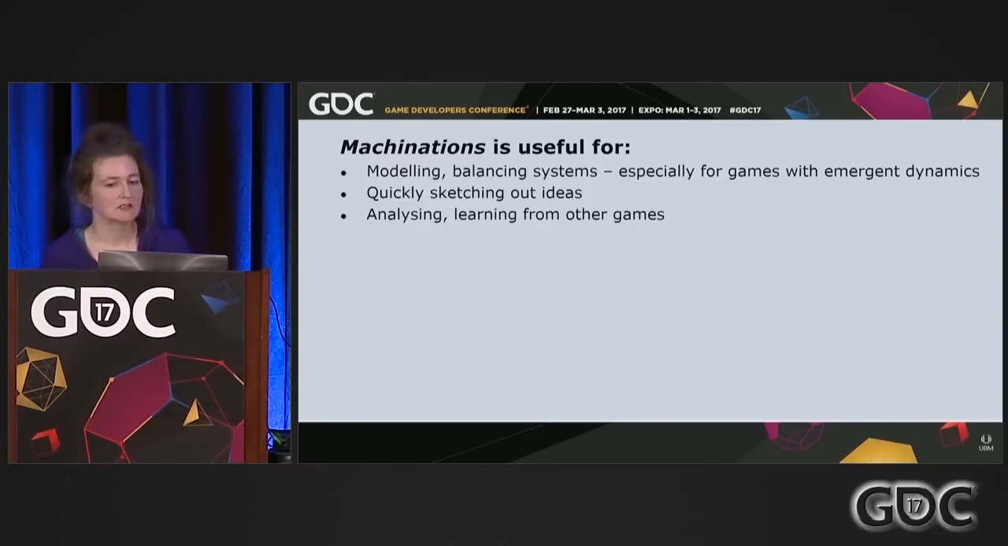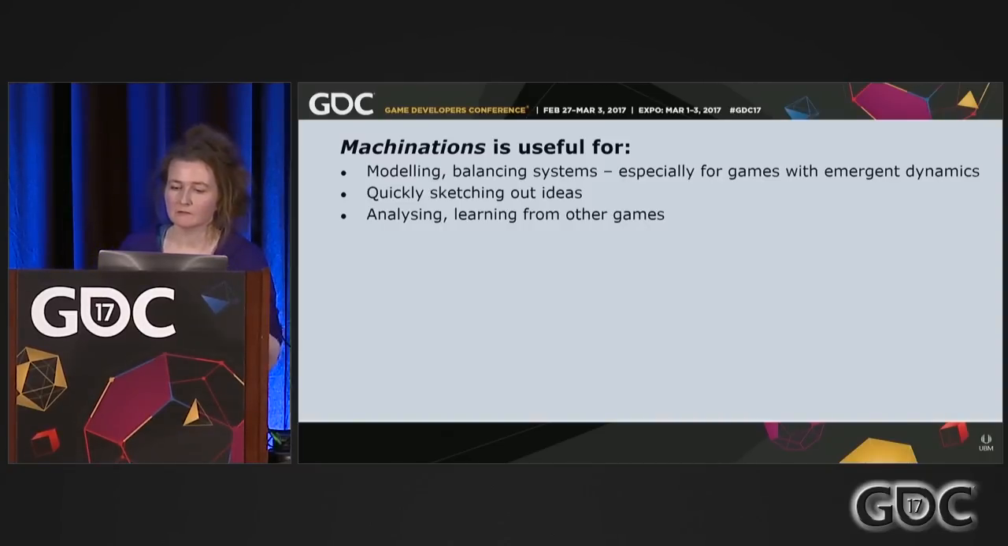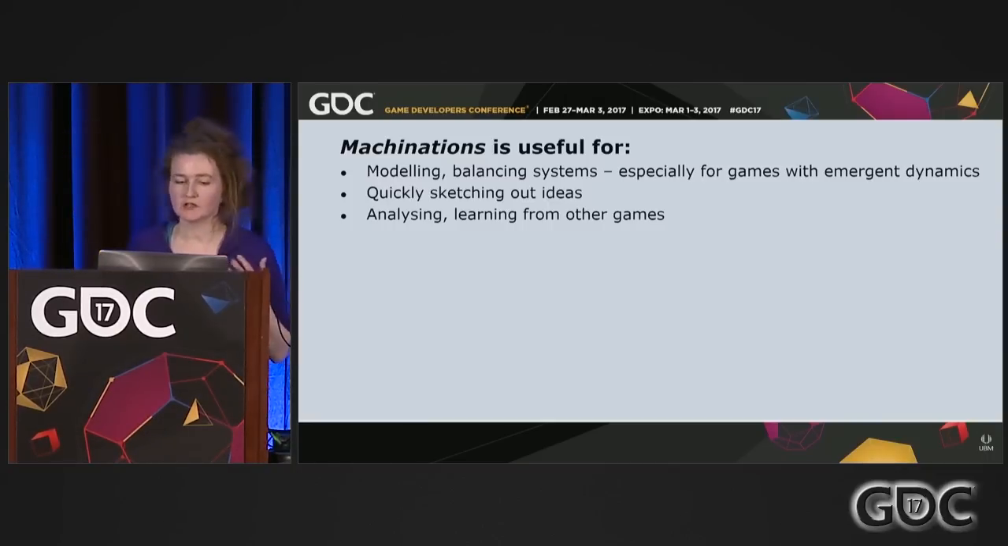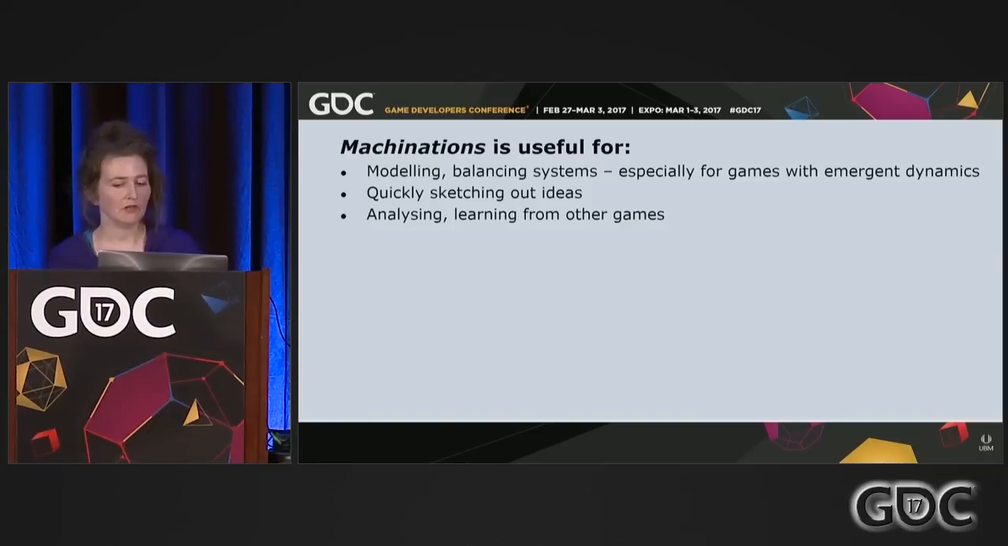So Machinations is for modeling and balancing your game systems, but once you've learnt the Machinations notation language, it's also great for just quickly sketching and trying out ideas. And I've also found it useful for analyzing other people's games and learning from their designs.